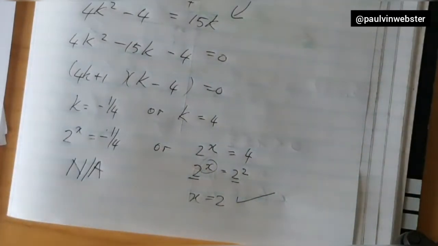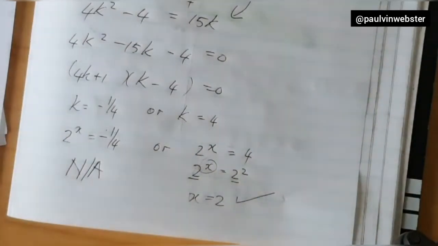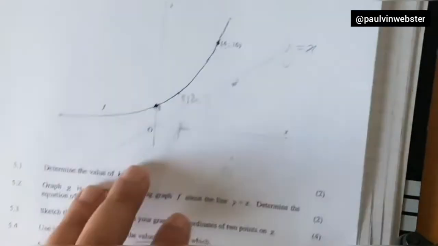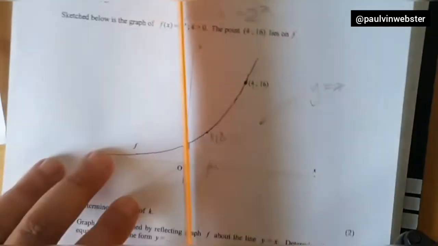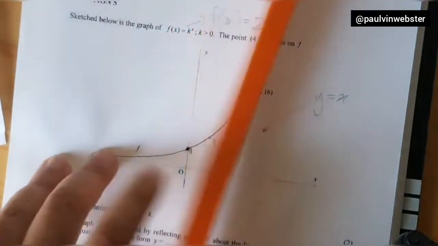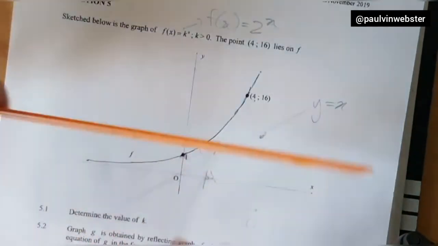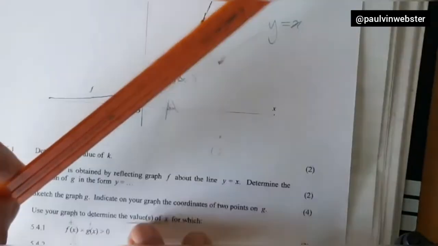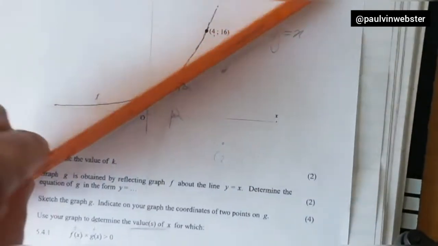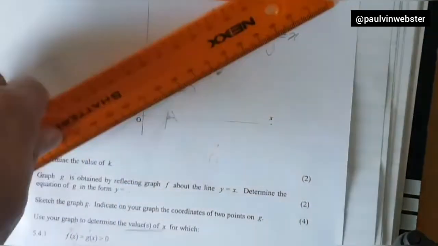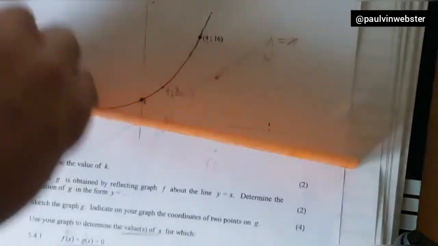The reason why I say that is because with reflection, you can reflect about the y-axis, or you can reflect about the x-axis, or you can reflect in the line y equal to x. Some textbooks call this the inverse line. So you can reflect like this, or like that, or like that.